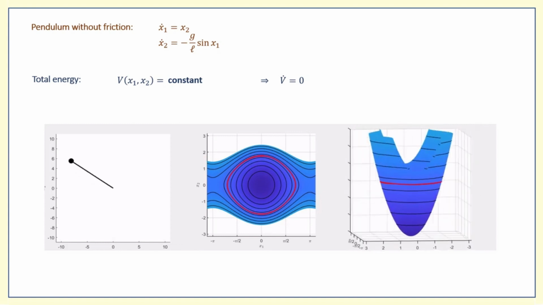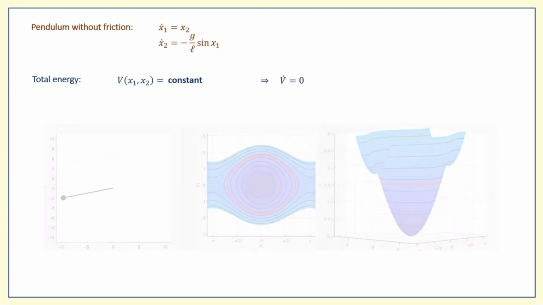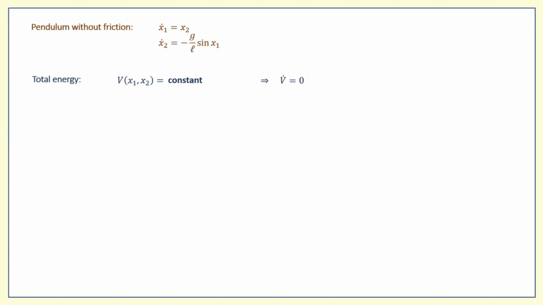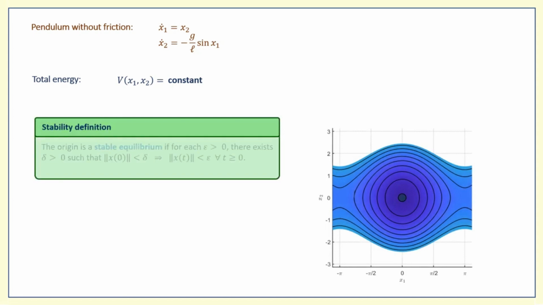According to the stability definition, the origin is stable if for each positive epsilon there exists a positive delta, such that if the norm of x of 0 is less than delta, then the norm of x of t is less than epsilon for all time. So, for any given epsilon, we first find the largest closed level curve inside the ball with the radius epsilon. For example, if you are given this epsilon, then we will choose this level curve, which is the largest closed level curve inside the purple ball with radius epsilon.